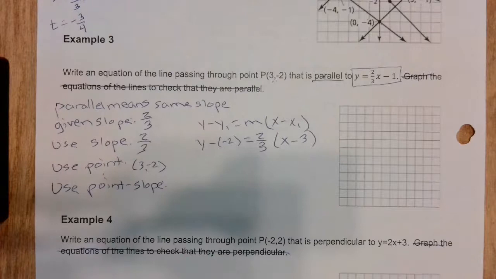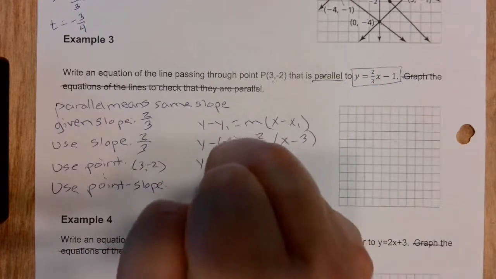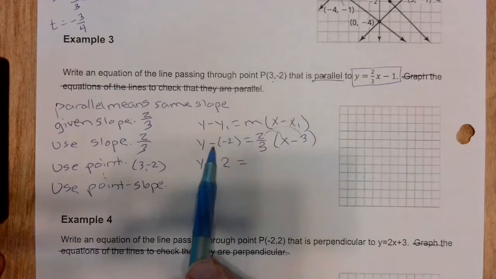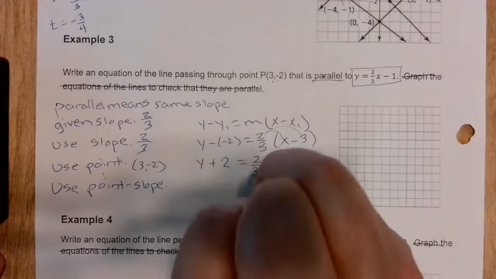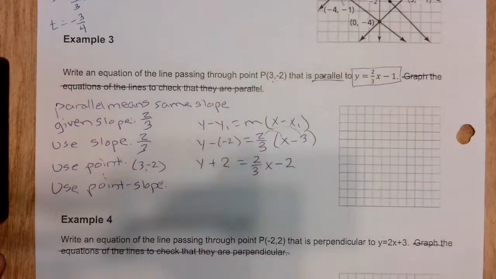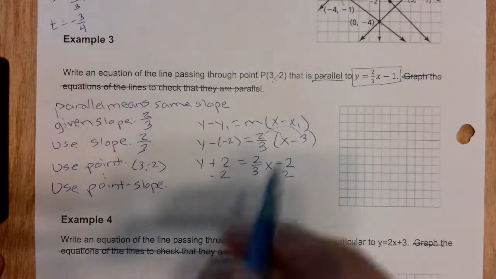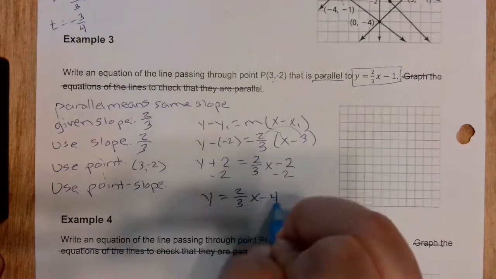Now you do need to actually solve this and simplify it all the way down to where it looks something more like the original form. So this is y plus 2 equals, let's distribute. Now it turned into plus because of the minus the negative. 2 negatives make a positive. So 2/3 times x is 2/3 x. 2/3 times -3 is -2. Last step, get y by itself by subtracting 2 from both sides, and you get y equals 2/3 x minus 4.